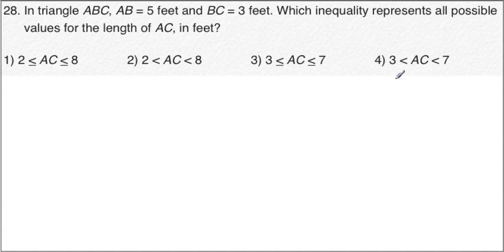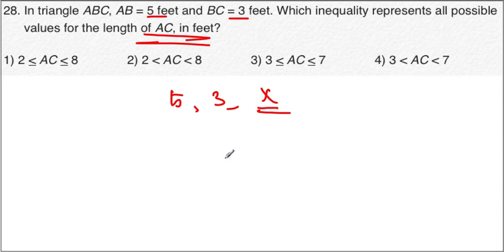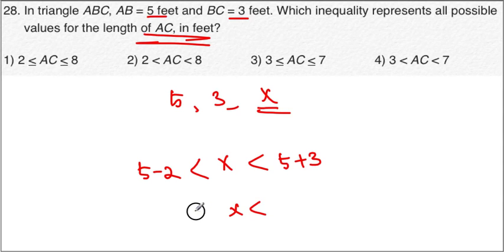All right, let's look at number 28. In triangle ABC, AB is 5 feet, and then BC is 3 feet. Now, you see, when we are given two sides, how do you find the third side? We call it triangle inequality. Basically, when you have 5 and 3 and x being the third side, x has to be less than the sum of the two other sides, but it has to be greater than the difference of those two. Then here we get x has to be between 3 and 8.